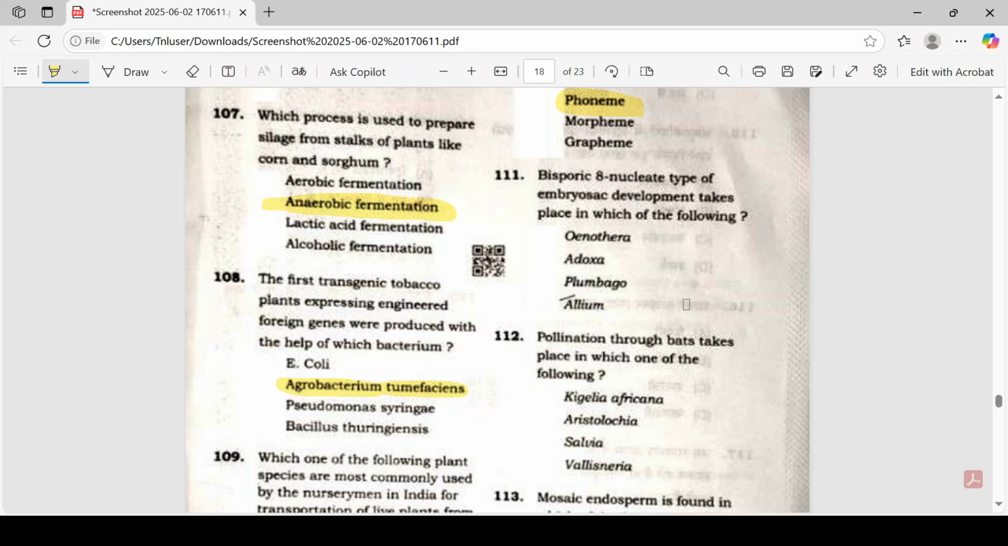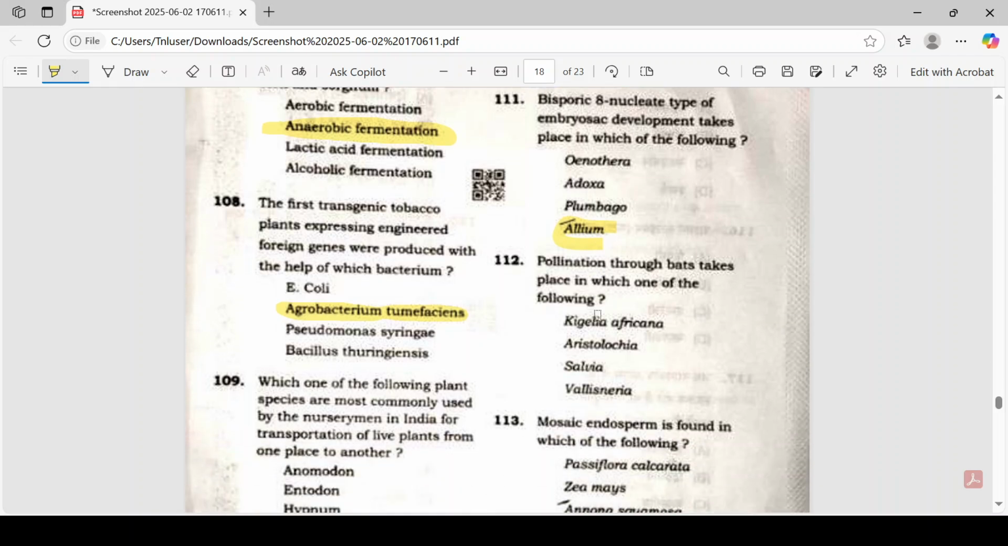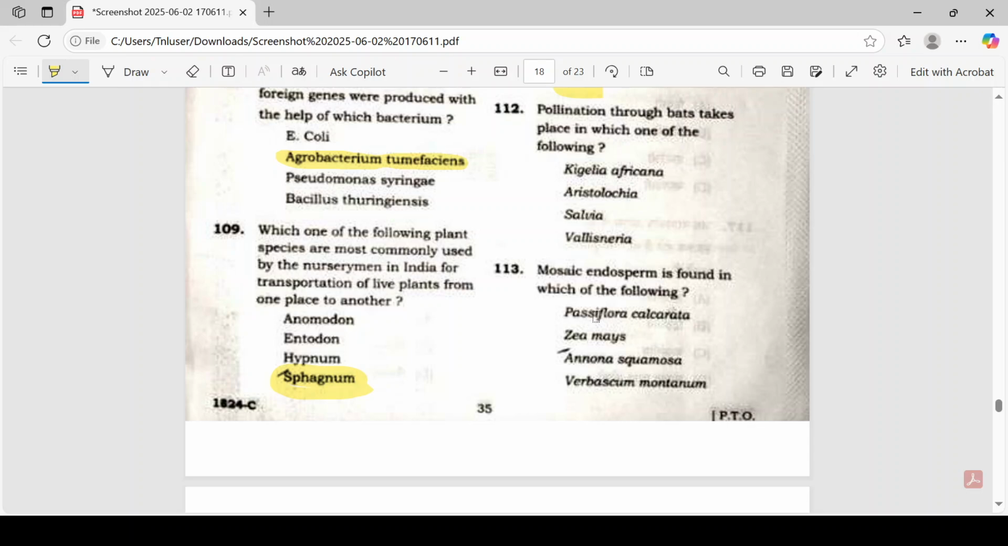Bisporic 8 nucleate type of embryo sac development takes place in which of the following? So the correct answer over here will be Allium. Okay, everyone. Now let's move to question number 112. Pollination through bats takes place in which of the following? So the correct answer over here will be Kigelia africana. So that will be the correct answer.